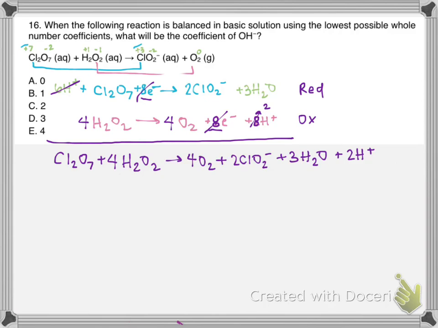So the only thing is, now in this problem, they're asking for us about what happens when we're in basic conditions. And we can see here that we're not in basic conditions. We have extra protons floating around. If we were in basic conditions, we'd have excess hydroxide. So what I'm going to do is go ahead and just add 2 moles of hydroxide to both sides.